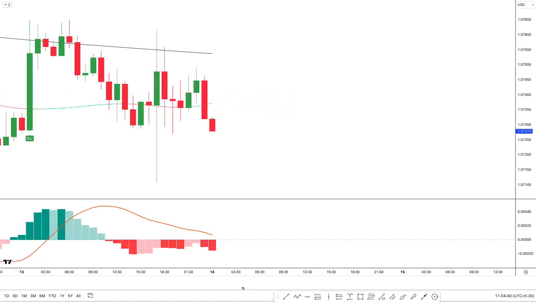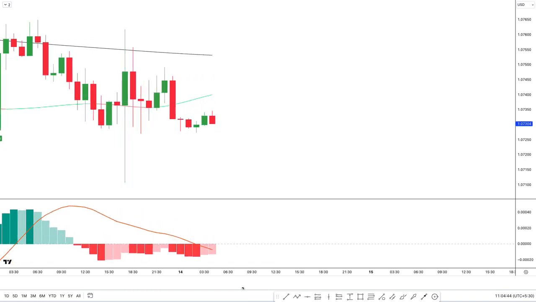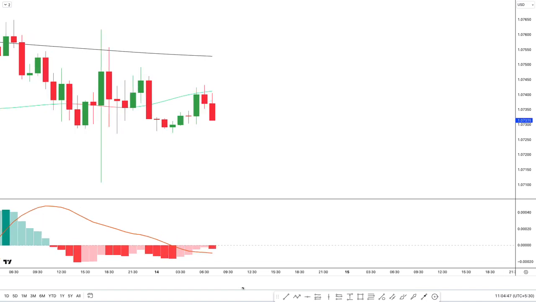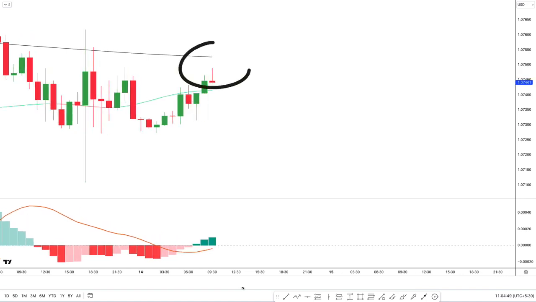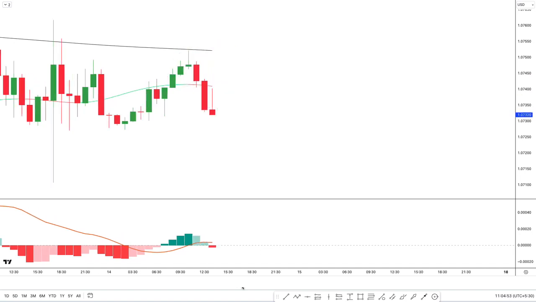Now, remember, during this pullback, so basically from this point to this point, the price candles should not break and close above this black line. They can touch it with a wick, but they shouldn't break and close above it. If any of the candles closes above it, the setup becomes invalid.